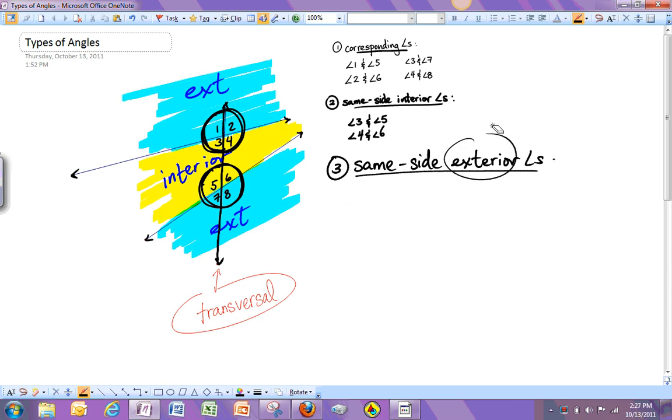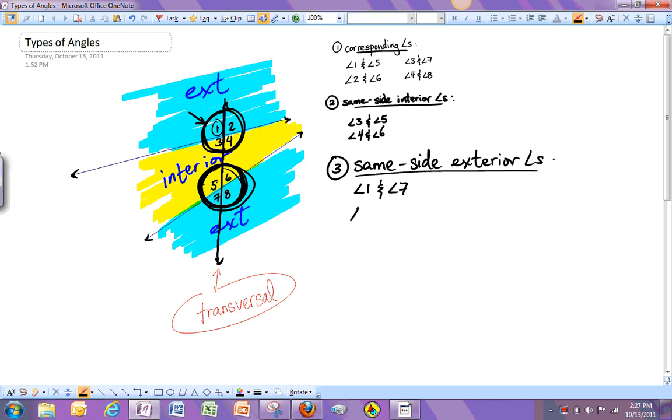So 1, 2, 7, and 8. So if I pick angle 1, now I've picked from this chunk. So I need to pick from this chunk down here now, 5, 6, 7, and 8. And I need to pick one that's exterior and on the same side as angle 1. So same side as angle 1, 1, 3, 5, and 7. And the only one that's exterior, angle 7. Besides, I have to pick from the bottom chunk anyway.